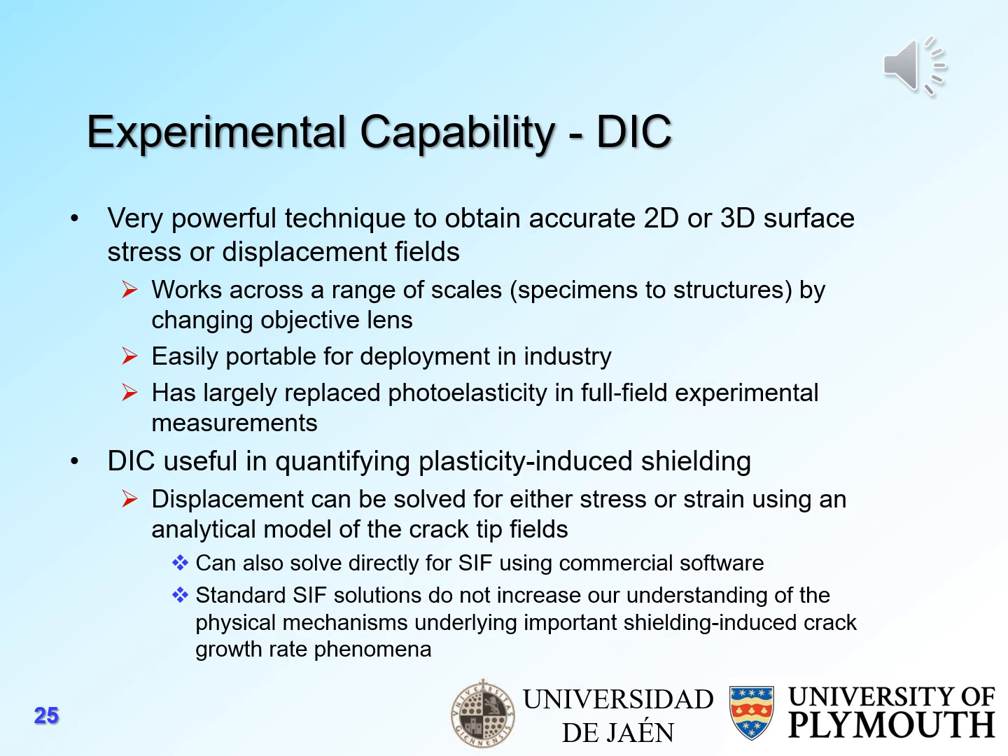Moving on to experimental capability and considering digital image correlation. This is a very powerful technique where you can obtain accurate 2D or 3D surface stress or displacement fields. It works across a range of scales from specimens to structures through changing the objective lens used on the system. It's easily portable for deployment in industry, and it's largely replaced the more complex photoelasticity in full field experimental measurements. DIC is very useful in quantifying plasticity-induced shielding, and displacement fields can be solved for either stress or strain using an analytical model for the crack tip fields.